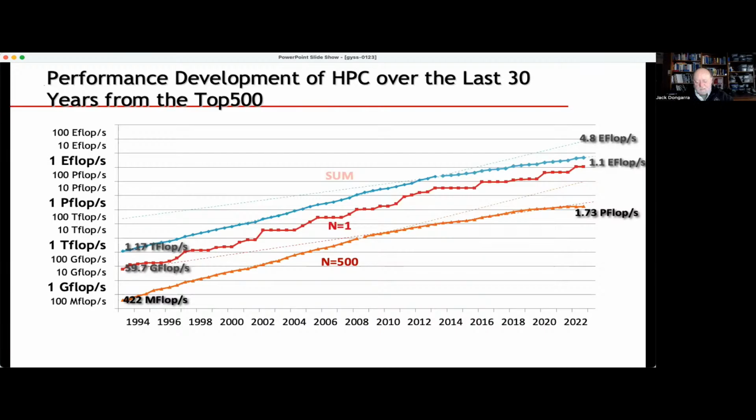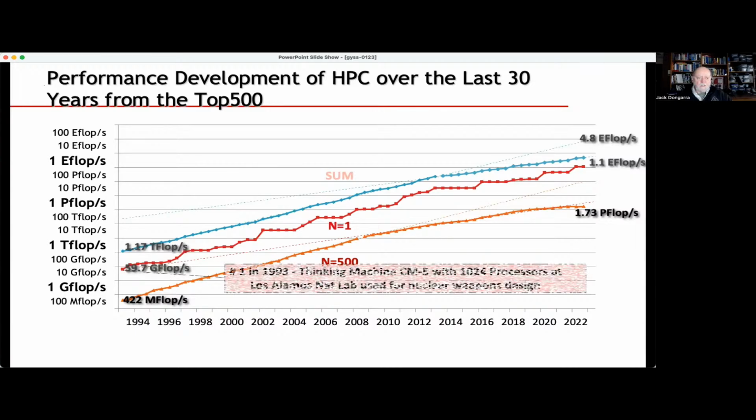And we can see a lot of trends and so on. So the blue line is the sum of the 500 computers. That's an artificial Excel sheet computation. But back in 1993, the fastest computer was a machine at Los Alamos National Lab. It was used for nuclear weapons design. It was a computer called the Thinking Machines CM-5, and it had 1,000 processors.